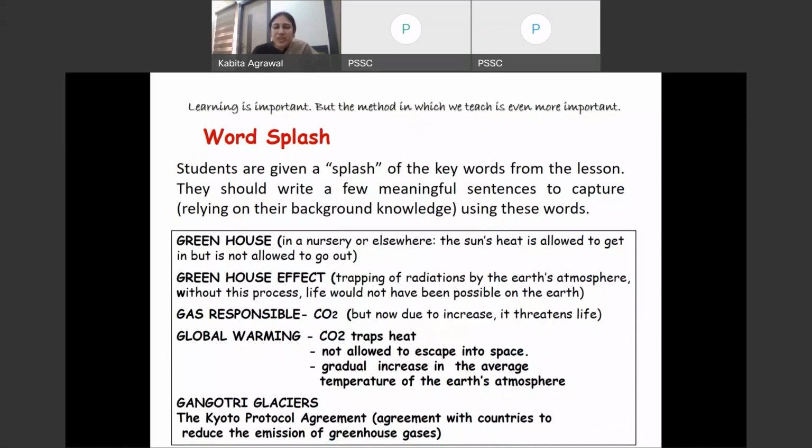Word splash. Again, this is something I feel can be included in most of your chapters, where you can start some topics by putting the keywords and connecting, like greenhouse. Suppose I have taken the example here. Okay, greenhouse effect, which is the gas responsible, CO2. Then this is what is responsible for global warming. Then you can talk about glaciers, the protocols. So if you see, the entire topic or subtopic is completed with the help of these words, which the children can easily remember and complete the information or learnings on it. So this type of games or strategies will help the children to be more responsible towards their learning.